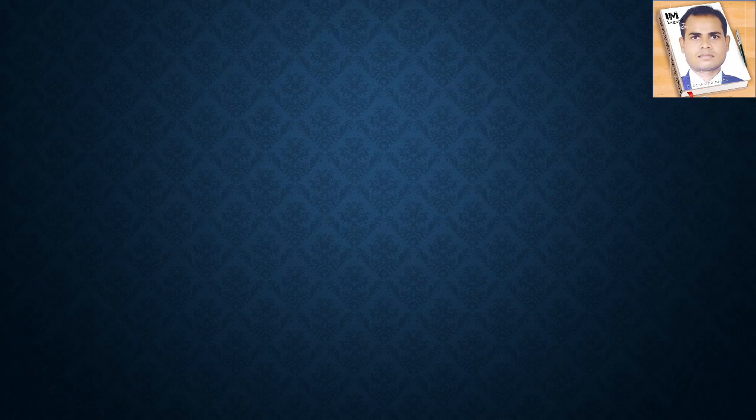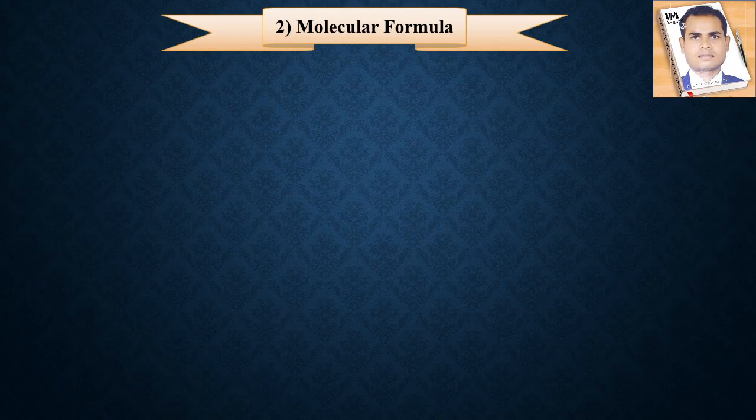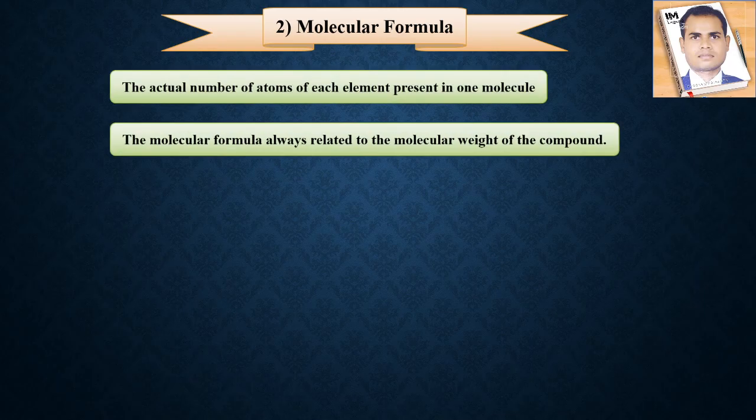So in this way we can determine the empirical formula from the molecular formula. We have to find the simple ratio, and after that count the number of elements in the empirical formula. Now the second term we are going to discuss is the molecular formula. We know that it is the actual number of atoms of each element present in one molecule. If you take the glucose formula C6H12O6, the actual number of atoms is carbons 6, hydrogens 12, and oxygens 6.